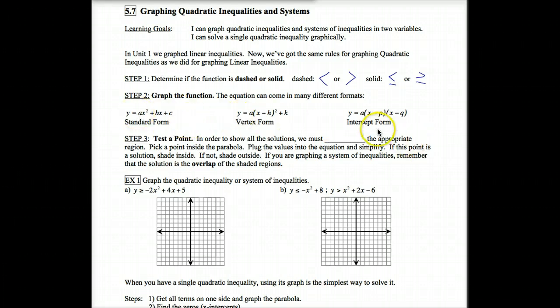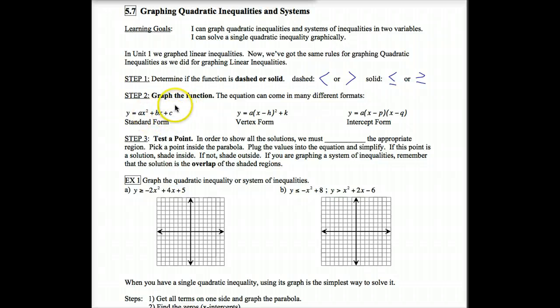So the equation can come in many forms. We studied all of these in 5.1: standard form, vertex form, and intercept form. Now just to remind you, regardless of which form they give you, you have to be able to find the vertex, because even if you're allowed to use your calculator to graph it, you have to know where the vertex is. In your 5.1b notes, we talked about this more if you need to review that.